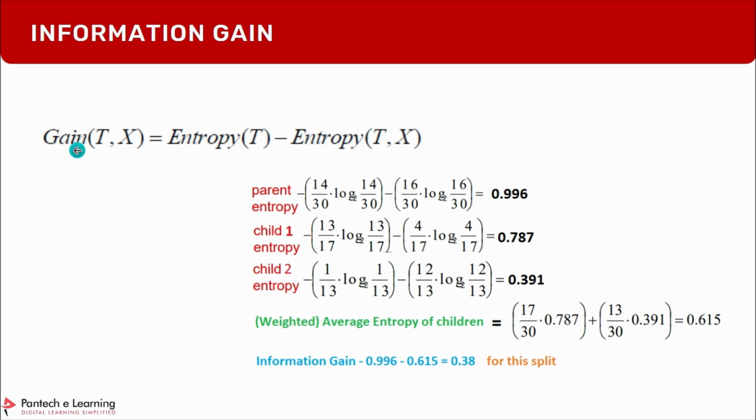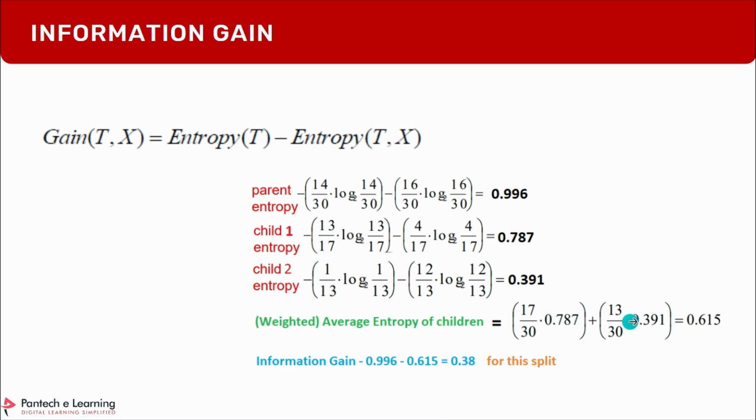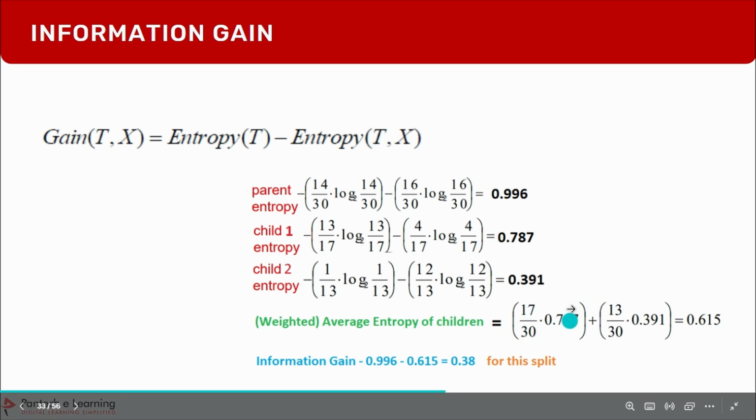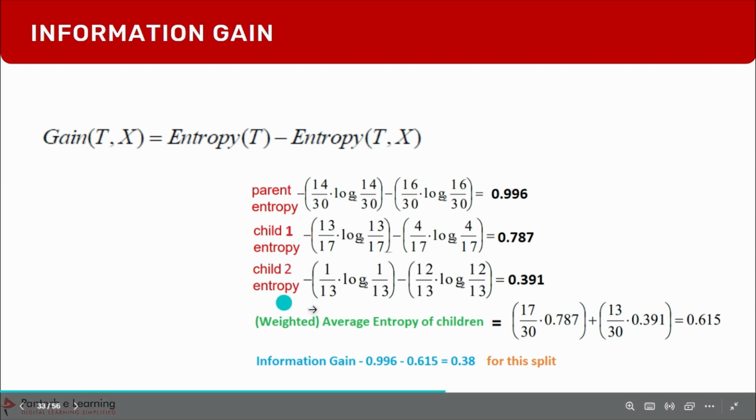So this is the formula for your information gain: the parent entropy minus the summation of the children entropy. For example, this is how the calculation happens, and this is how the weighted average is taken, from the total. 17 is the value here in child 1, 13 is for child 2, total is 30, so 17 divided by 30 multiplied by the entropy value. Here 13 divided by 30 multiplied by the entropy value of child 2, which is 0.615. So the information gain is the parent entropy minus this weighted average of the children. So this total is the information gain.